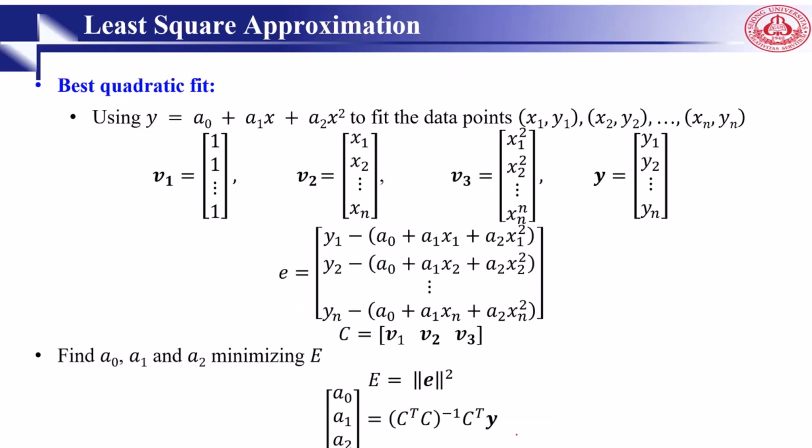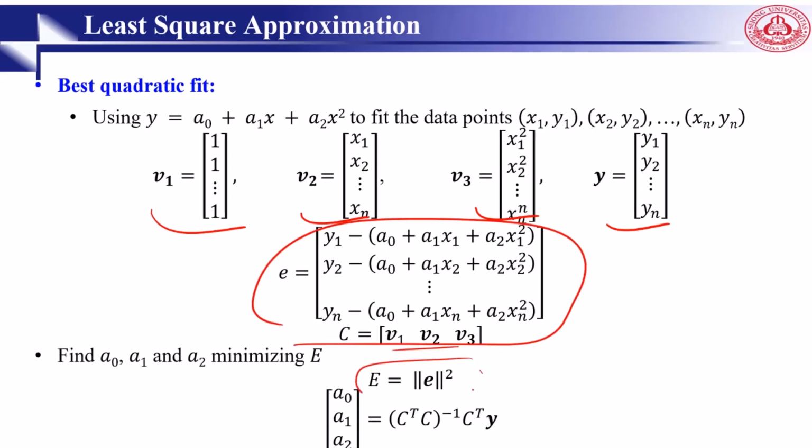Here we can see the mathematical presentation of this quadratic fit, like what we did in the case of linear regression. We have v1, v2, v3, and y. Then we find the error, and based on that we try to minimize e, and finally we can get a0, a1, and a2 as (CᵀC)⁻¹Cᵀy, the same as we did for linear regression.